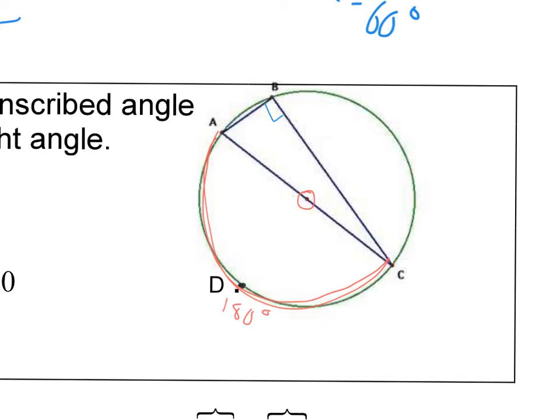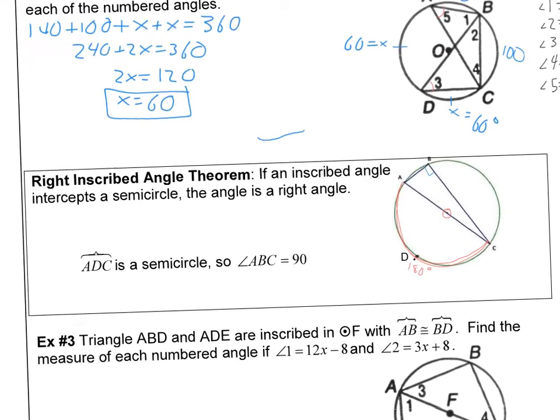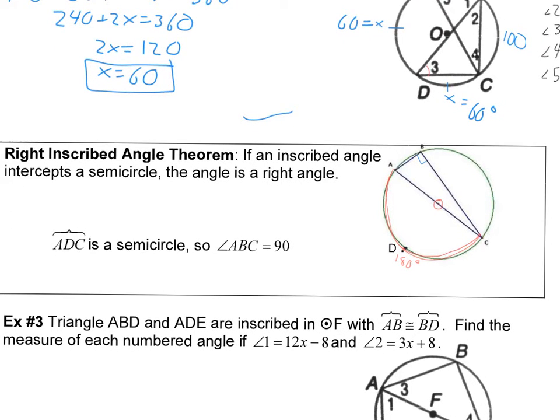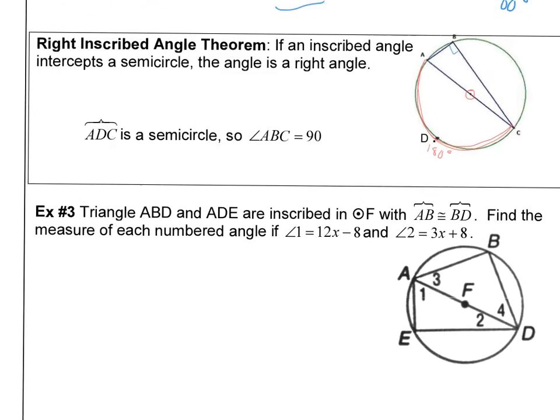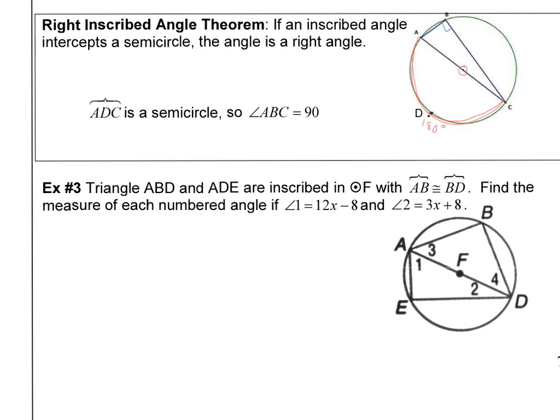That's something we're going to need to be able to see really quickly. If it intercepts an arc that goes right through the center of the circle, then we know that angle has to be a 90-degree angle. So how could we apply that? Let's take a look at this next problem.